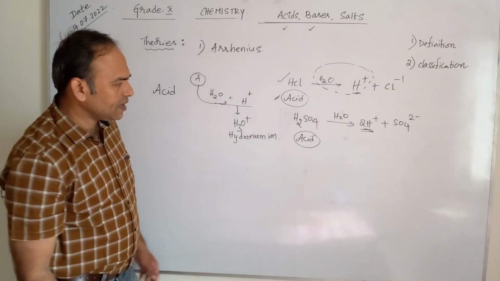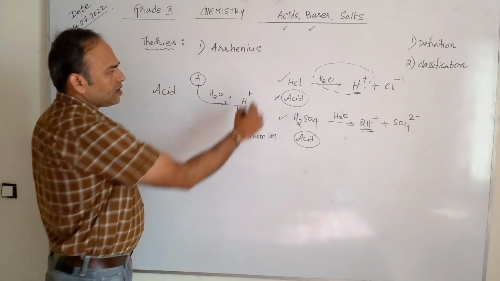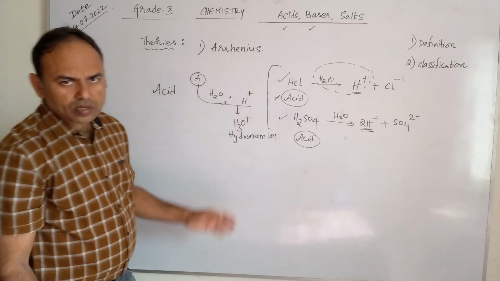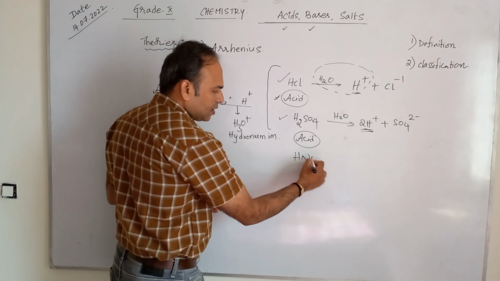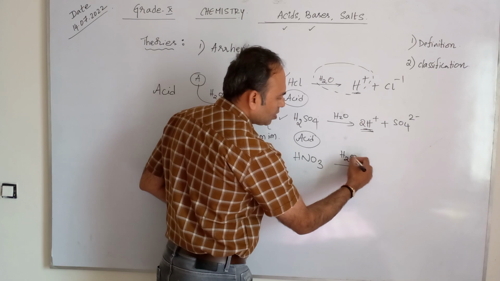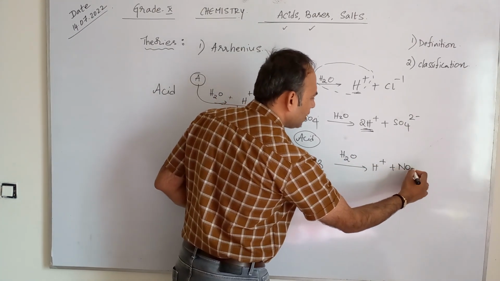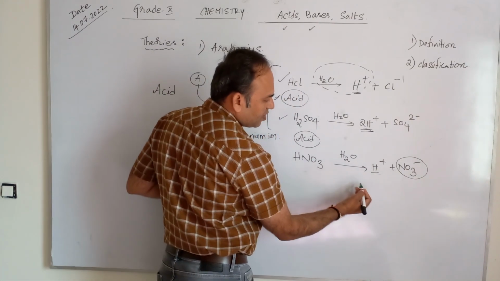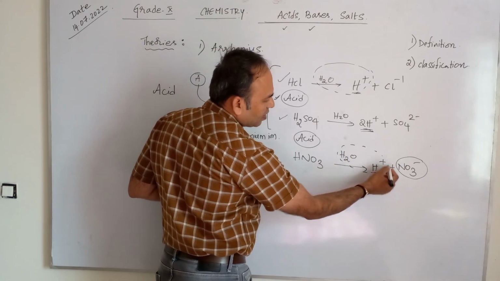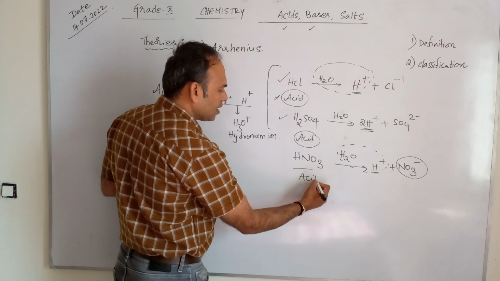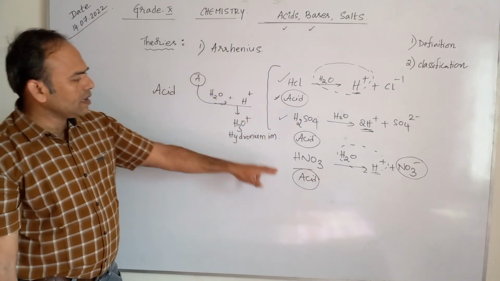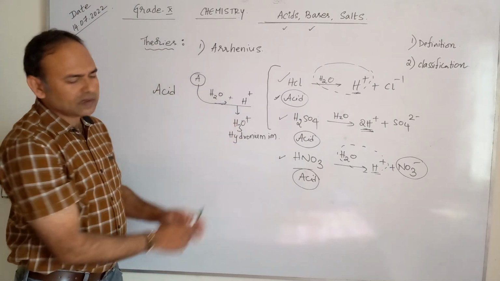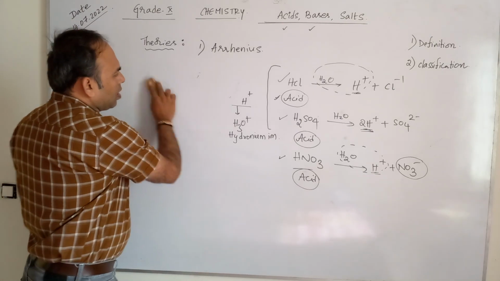This is hydrochloric acid, this is sulfuric acid. You can take a number of examples, but I hope you have understood with these two. If you still want, you can take HNO3, add water, and you will get H plus and NO3 minus. So the nitrate ion, and again H plus ions are liberated, which together form hydronium. Hence HNO3 is an acid. Which type of acid? Arrhenius acid, and you call it nitric acid. The first part is completed. Let us see about the base.